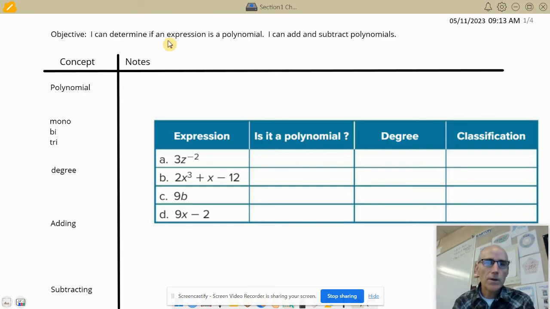Like when it says determine if an expression is a polynomial, this is all about vocabulary. And then adding and subtracting polynomials is going to just be straightforward algebra 1 type stuff, and I think I can make that super clear. The vocabulary sounds kind of difficult, like when it says, what is a polynomial?